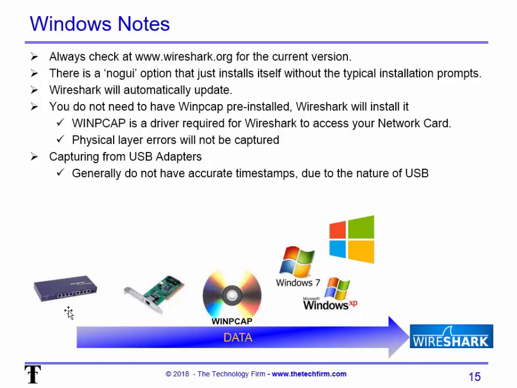Down here, we've got a little graphic. We've got our switch, our network. The data comes in to your card. Now it goes through the Microsoft NDIS. Then it goes through WinPCAP, and then from there it goes to the operating system and onto Wireshark. So it's incredibly important to understand this architecture if you plan on building a couple of Wireshark boxes and just for everyday use.